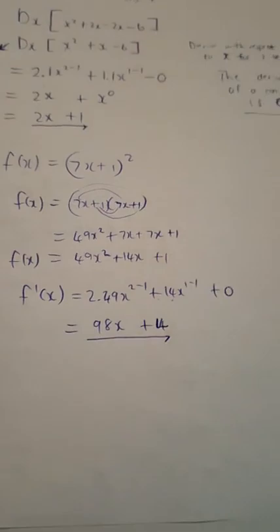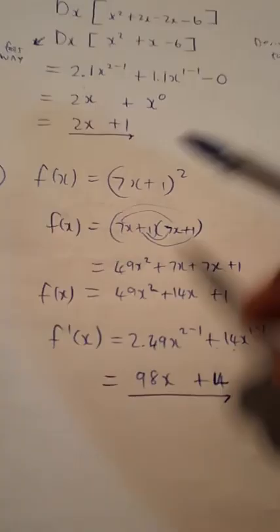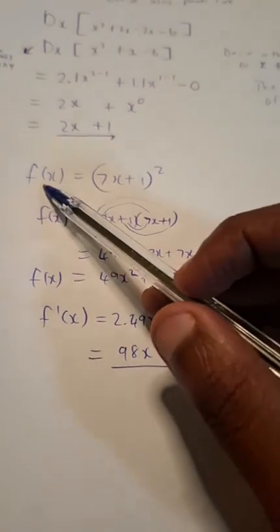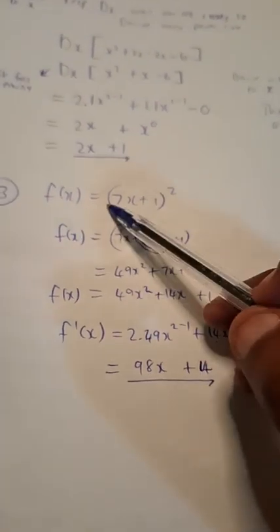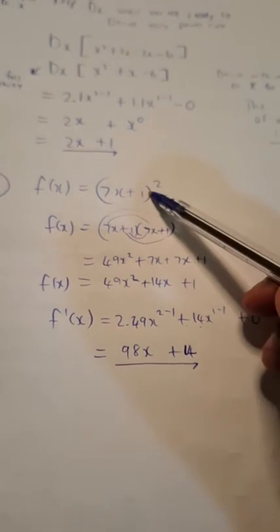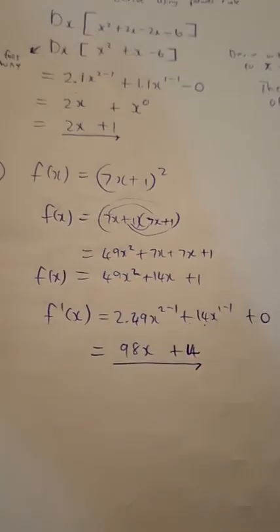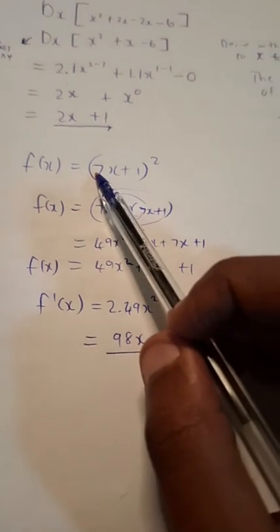So take note of the notation, guys. In this particular situation, because you are given the function f of x is equal to 7x plus 1, the whole thing squared, and they ask to find the derivative of the function.